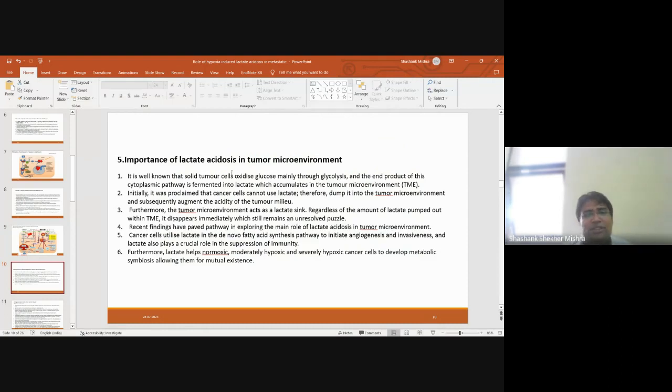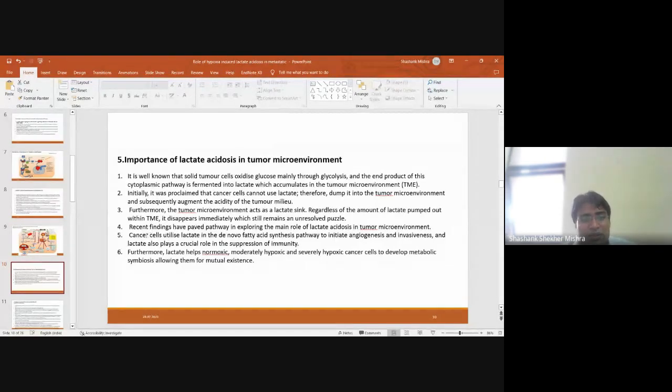It is well known that solid tumor cells oxidize glucose mainly through glycolysis, and the end product of this cytoplasmic pathway is fermented into lactate, which accumulates in the tumor microenvironment. Initially, it was proclaimed that cancer cells cannot use lactate, and therefore dump it into the tumor microenvironment, which results in a decrease in the pH of the tumor milieu, as I told you.